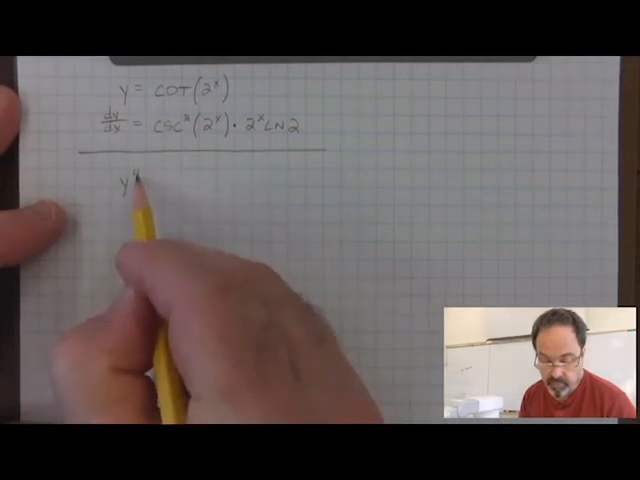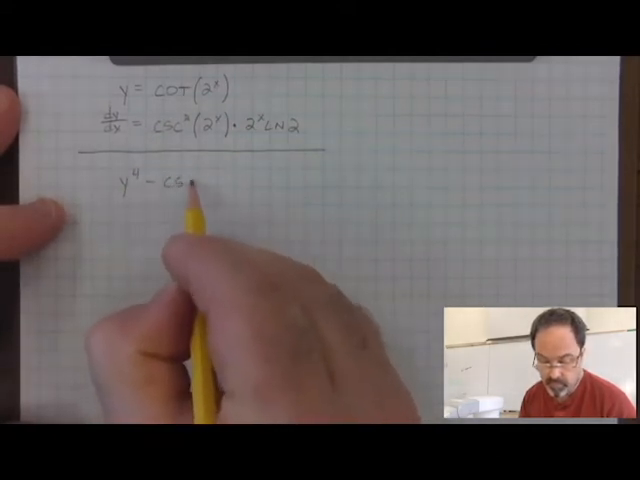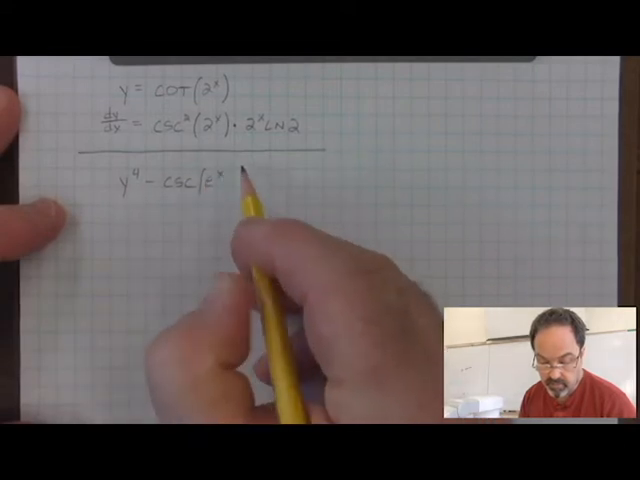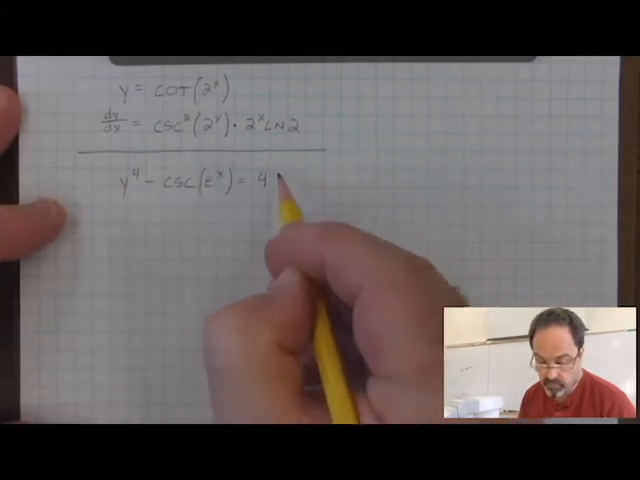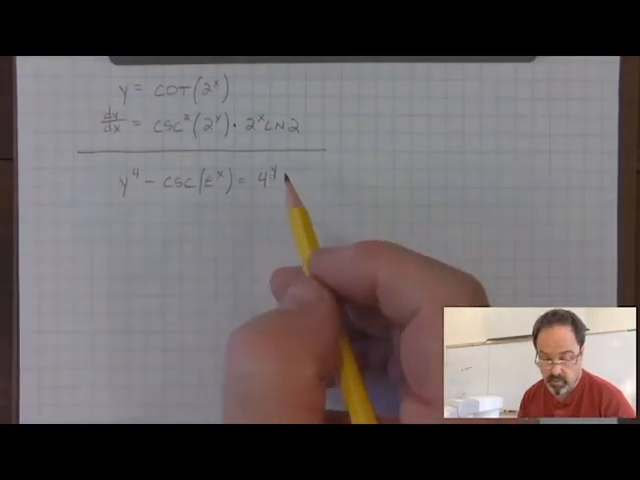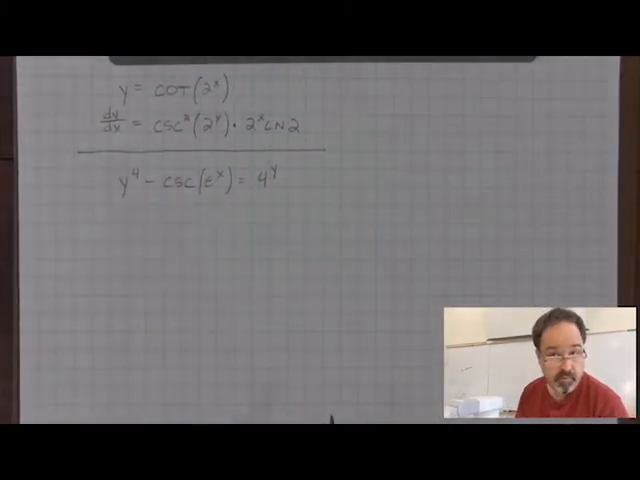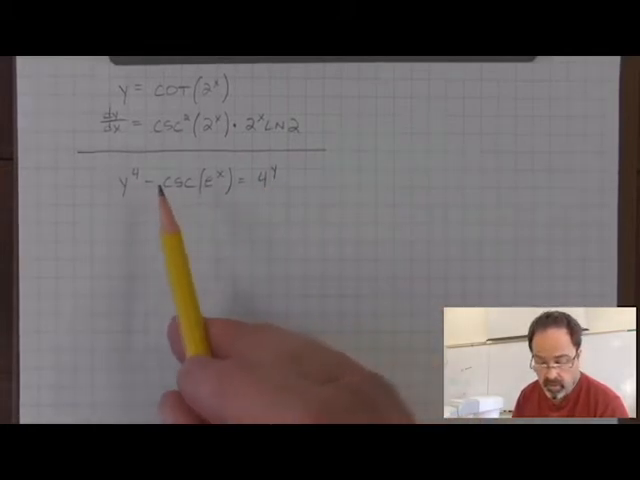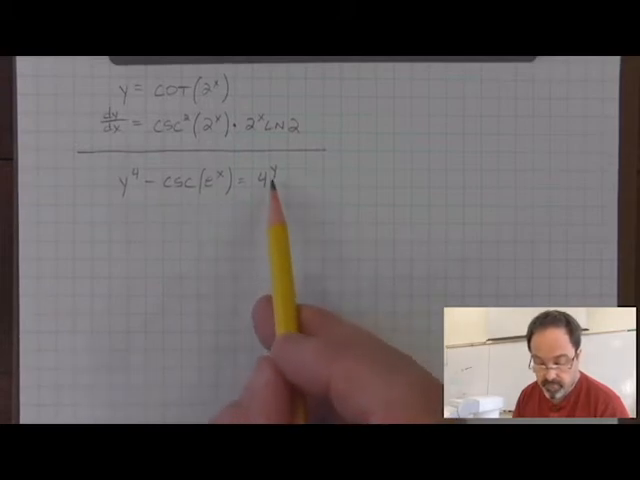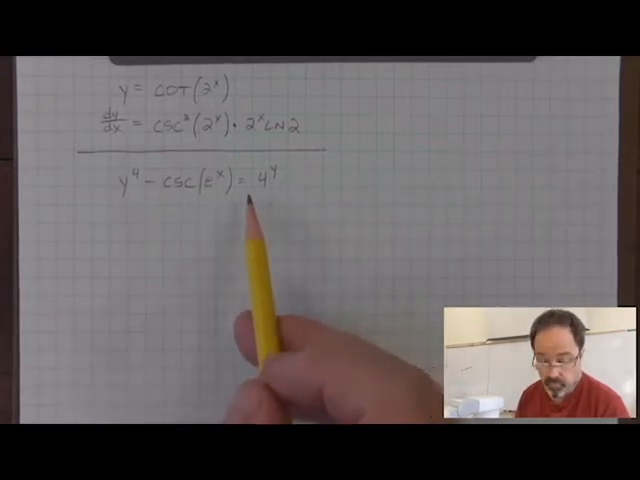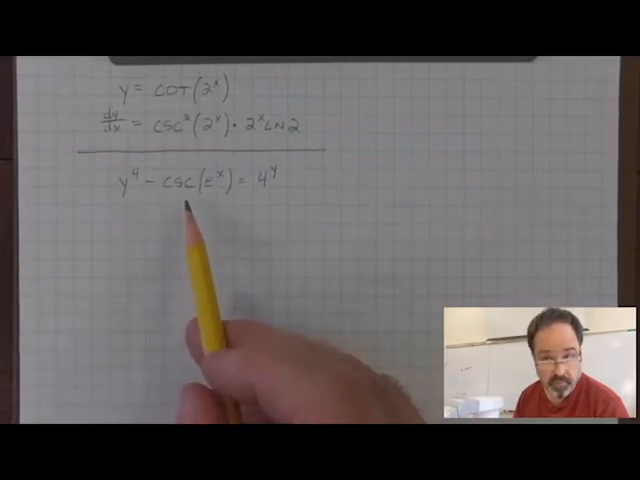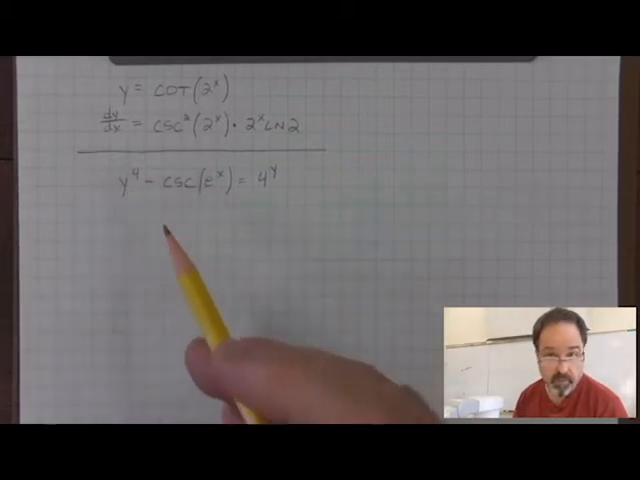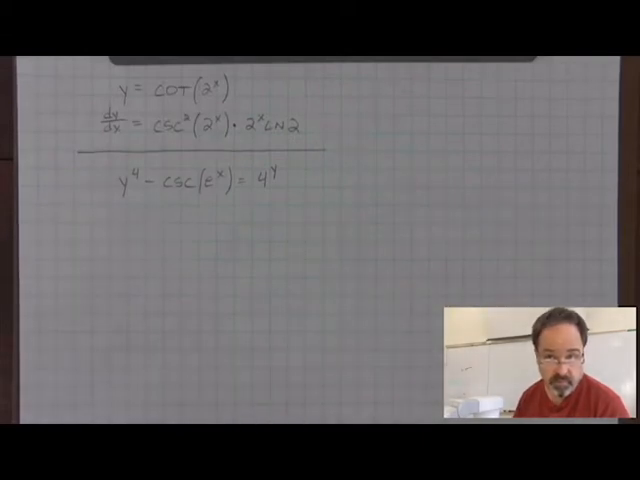With a function such as this, y to the 4th minus cosecant of e to the x is equal to 4 to the y. We can see we might be confused if we're asked to find the derivative of y with respects to x, because y is not solved for, and solving for y in this case, if we could manage the algebra, would produce probably more than one equation, because undoing this even power would have to include both the positive and negative versions.